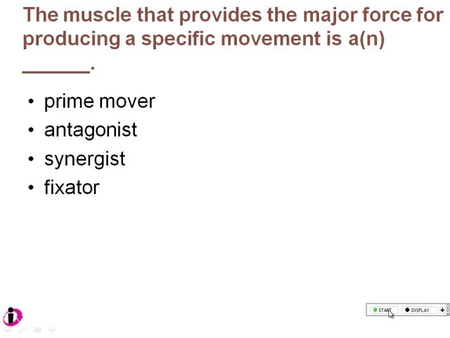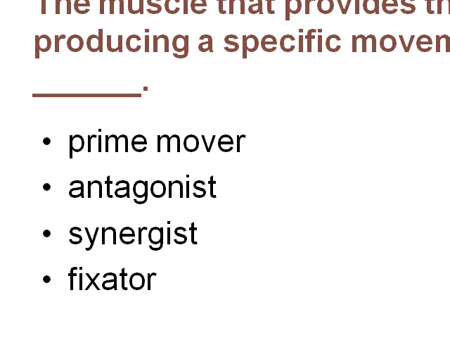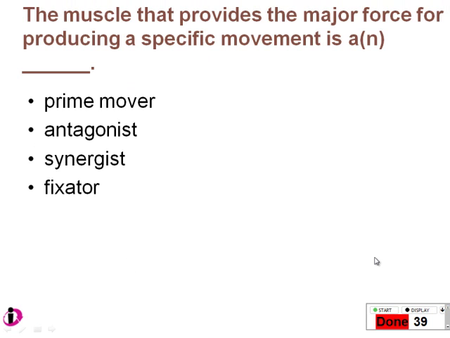Correct. Pretty much. Except like deltoid. It tells you the shape, but it doesn't really tell you where it is. You have to kind of know where it is. So the muscle that provides the major force for producing a specific movement. And it's, of course, A, B, C, and D. Answer. Prime mover. A.